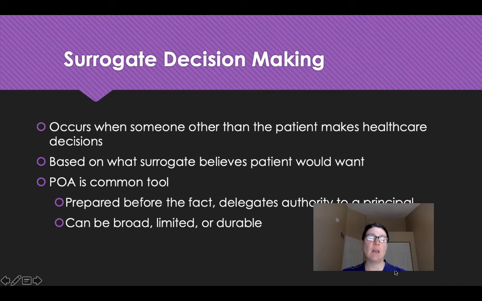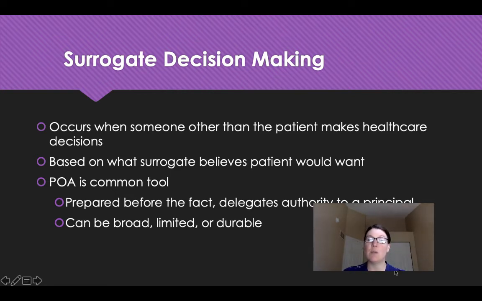So surrogate decision making is a situation where someone other than the patient is making healthcare decisions. Typically this is done through a power of attorney. There are lots of different situations for power of attorney. Oftentimes, what we see in the healthcare world are durable powers of attorney. My husband is a durable power of attorney for his dad.